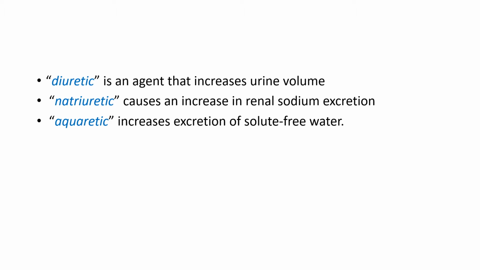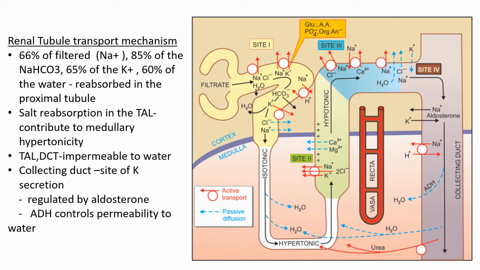the renal sodium excretion. Before going to the drugs proper, we shall have a quick review about the physiology of renal tubule transport mechanism. So this is the nephron: proximal convoluted tubule, the loop of Henle, distal tubule, and the collecting duct. Most of the sodium, bicarbonate, potassium, water reabsorption, and also reabsorption of glucose, amino acids, phosphates, and organic anions take place in the proximal convoluted tubule. And the thick ascending loop is the site where the salt reabsorption occurs, which contributes to the medullary hypertonicity, which contributes to the countercurrent mechanism, which we will see later.